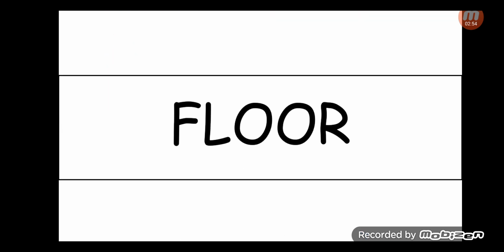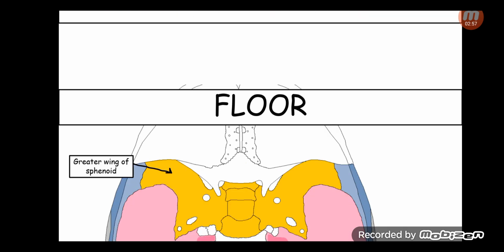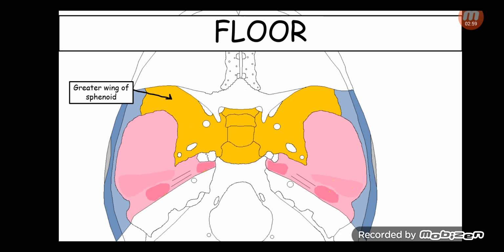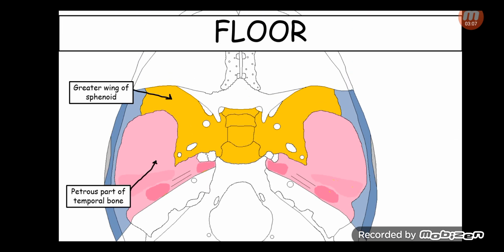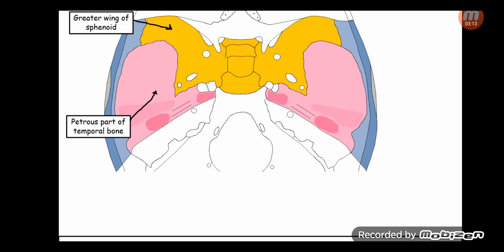Moving forward, talking about the floor of the middle cranial fossa. The floor of the middle cranial fossa is formed by the greater wing of the sphenoid anteriorly, then the petrous part of the temporal bone posteriorly. So there are two bones that contribute to the floor of the middle cranial fossa. That is the sphenoid, the greater wing, and the petrous part of the temporal bone.